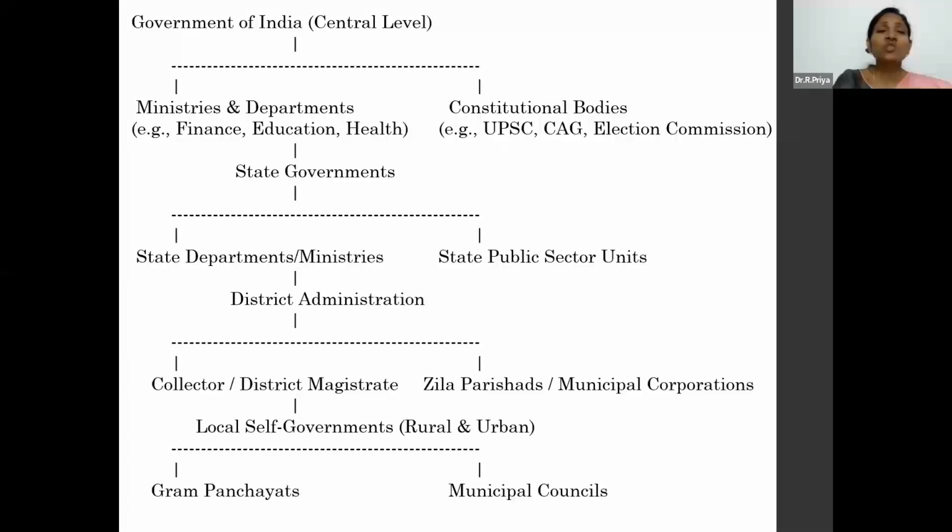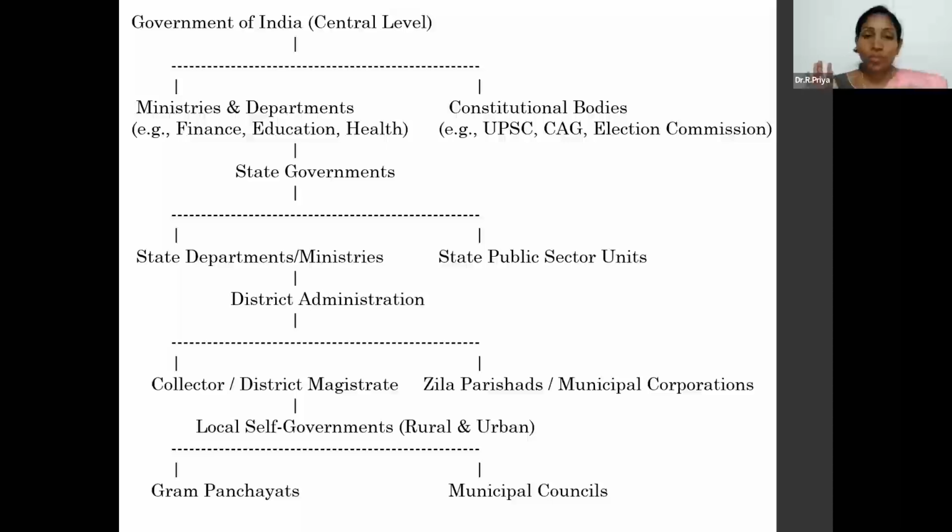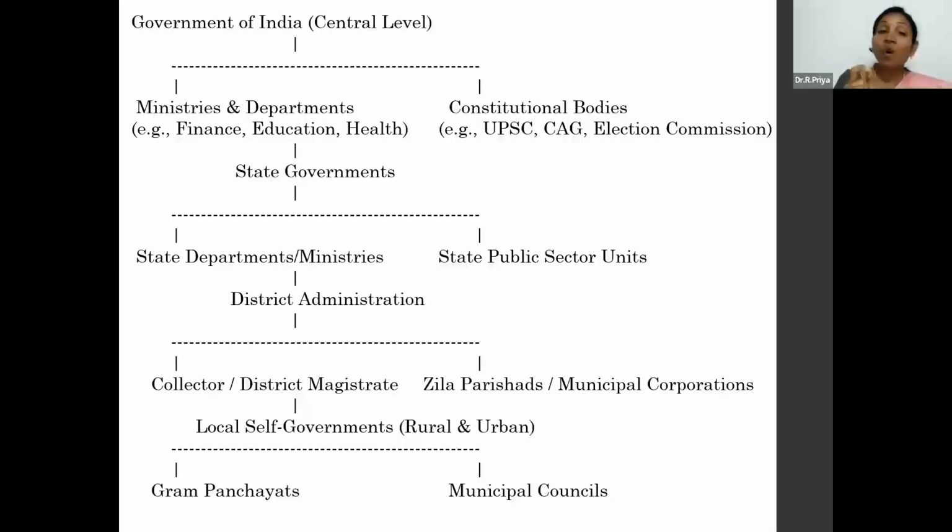So I'm concluding with a summary here. Public administration is the backbone of economic development, right? We don't have any second opinion in this regard. It connects government policies with real life outcomes. From roads to schools, health to welfare, it plays a vital role in nation building.